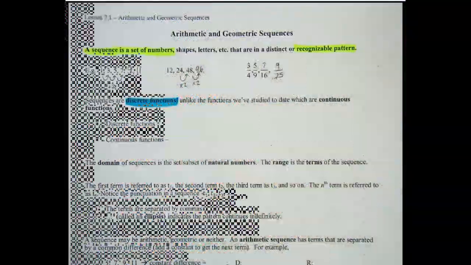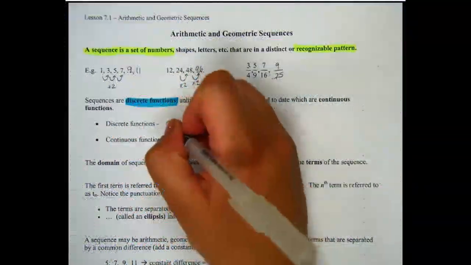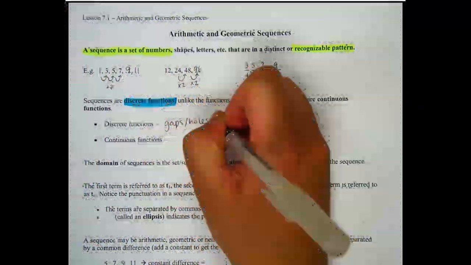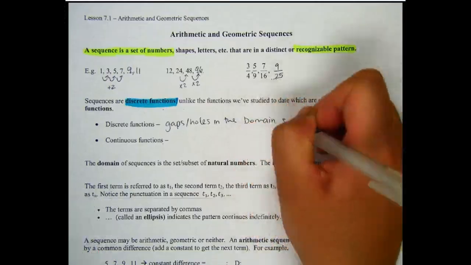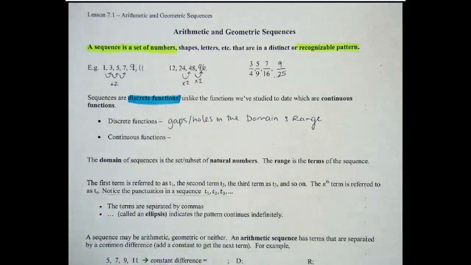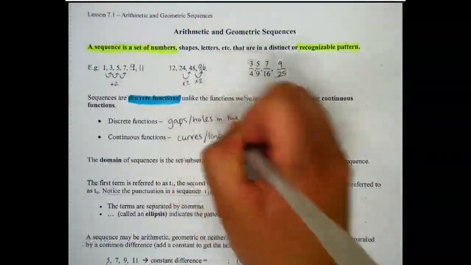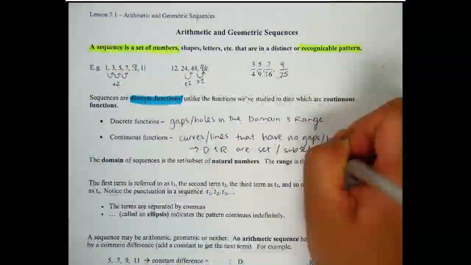All right, so sequences are discrete functions, which we sort of briefly touched on back in Unit 3. And remember, discrete functions means that they have gaps or holes in the domain and range. Whereas continuous functions, if you remember also back from Unit 3 when we first were introduced to this definition, they have no gaps or holes, so they're curves, lines. And basically, their domain and range are the set or a smaller set of real numbers.